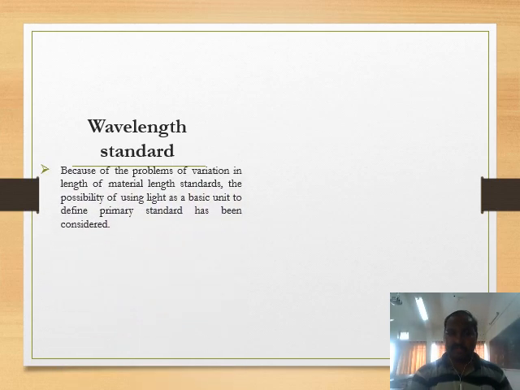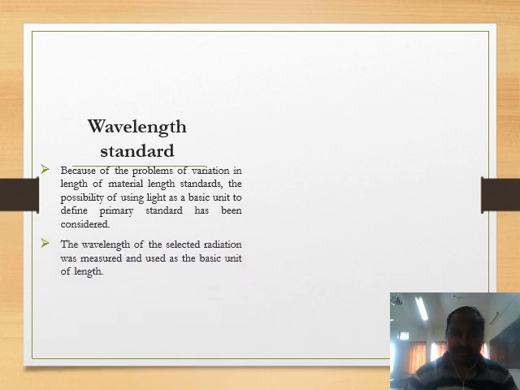The third one is the wavelength standard. The major drawback of those two material length standards is that temperature changes may cause deviation in length, and over time wear and other degradation may influence the measurement. To overcome that, a light standard or wavelength standard is used. The possibility of using light as a basic unit to define the primary standard was considered, and the wavelength of the selected radiation was measured and considered as the basic unit of length.